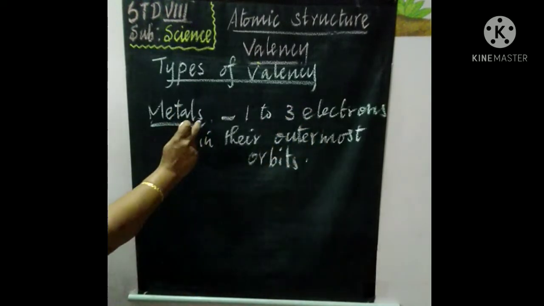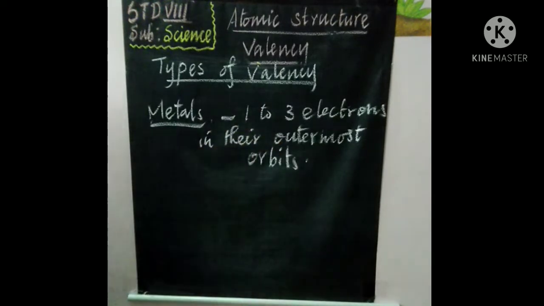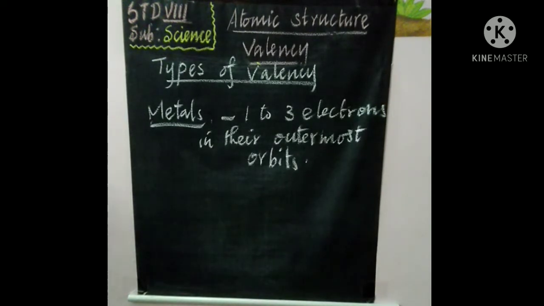So metals have 1 to 3 electrons in their outermost orbit. They need to lose these electrons during a chemical reaction to attain a stable configuration. The metals which lose electrons become positively charged, because their positive charge increases with the number of electrons lost, isn't it?